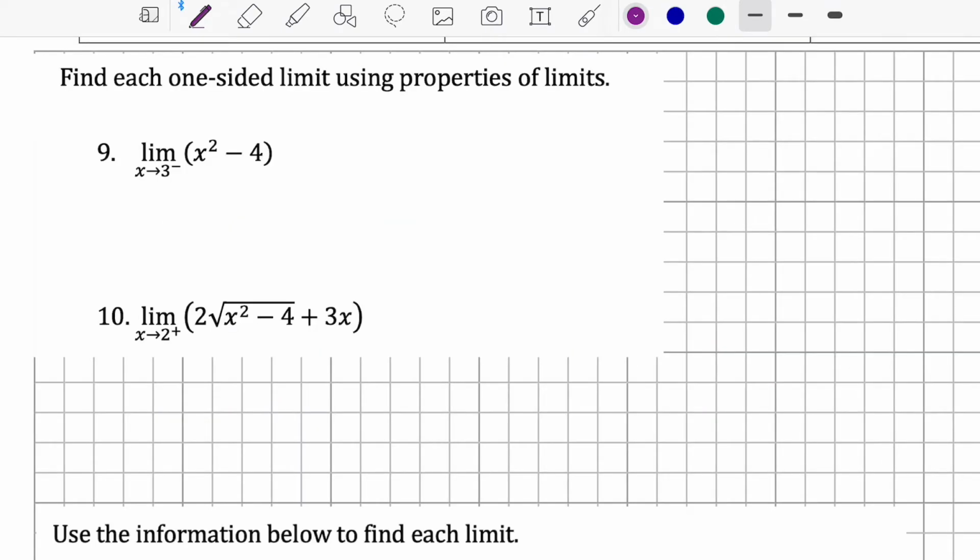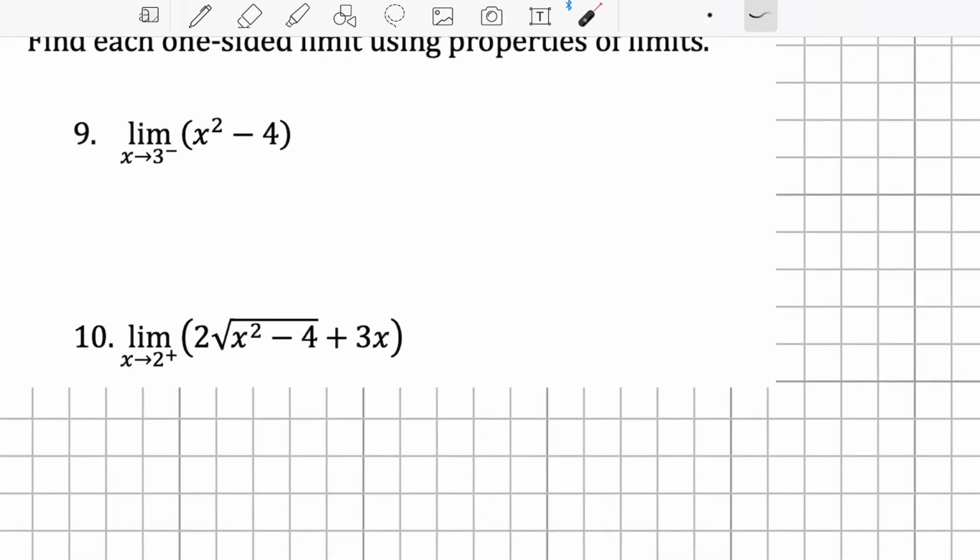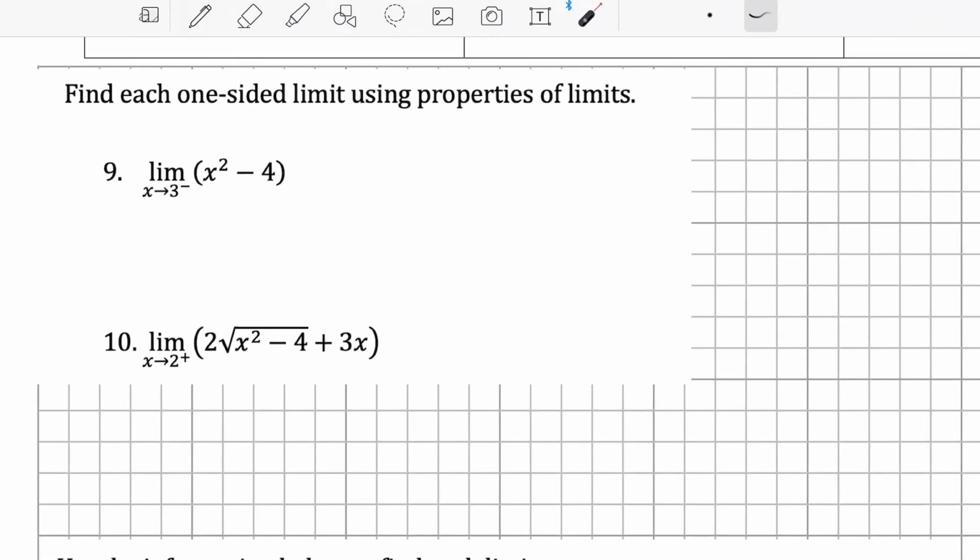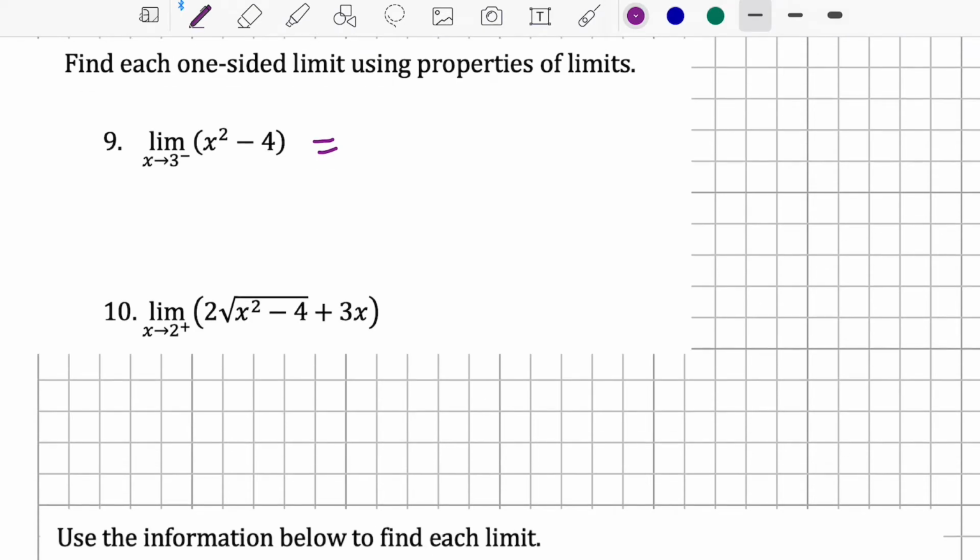Okay, now for these, it says find each one-sided limit using properties of limit. So it's basically telling me to find the one-sided limit. But we do not have a graph, but that's okay because we have a function. So even though it's asking us to find the one-sided limit, all you have to really do is plug it in. That's all you have to do, direct substitution. So then this will be 3 squared minus 4. 3 squared is 9, minus 4 is 5. It's that easy.